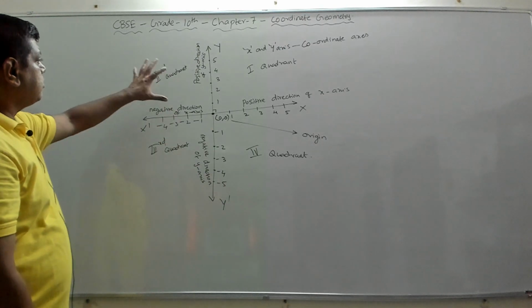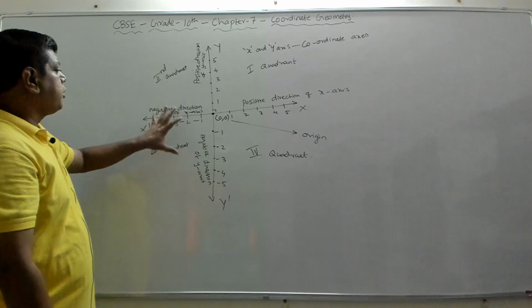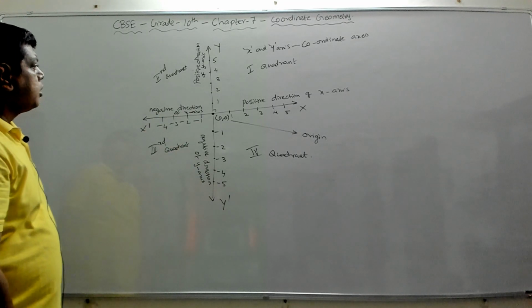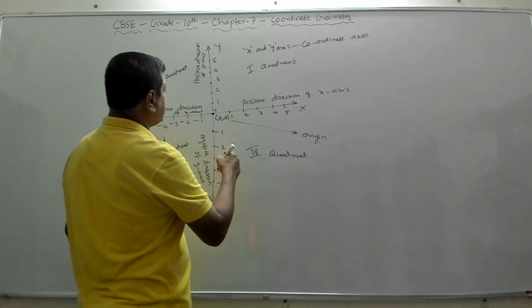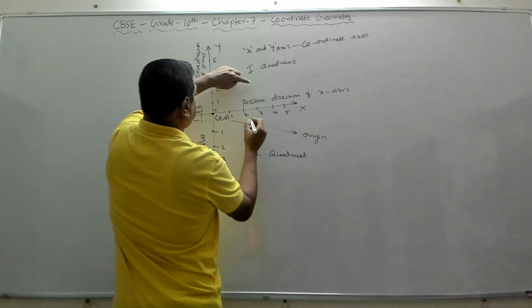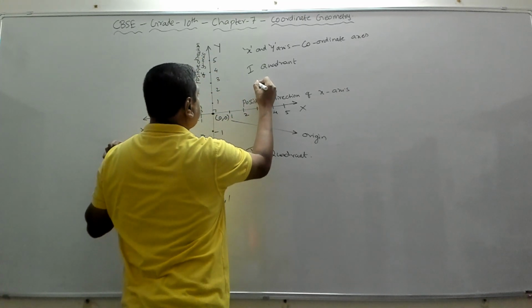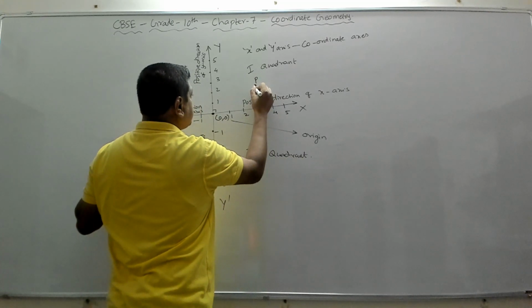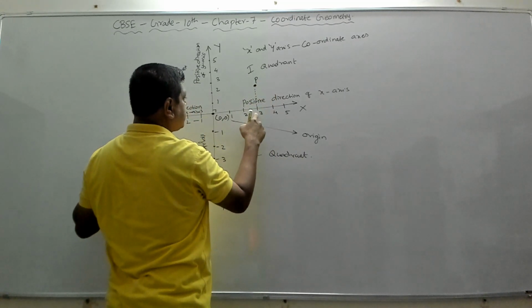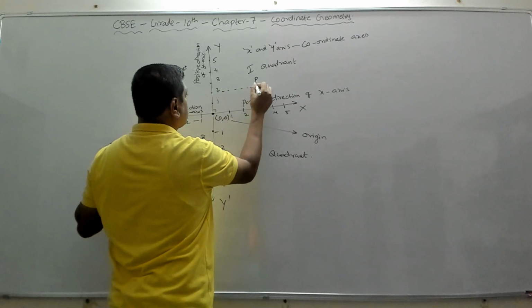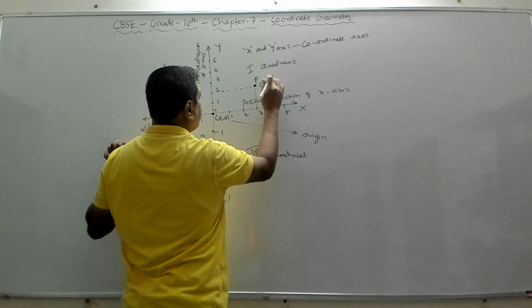So with this we have the plane which is divided into 4 quadrants. Now let's take the position of a particular point. Suppose I take this point here, and call that point P. Its position is: x is 3 and y is 2. So the point is (3, 2).